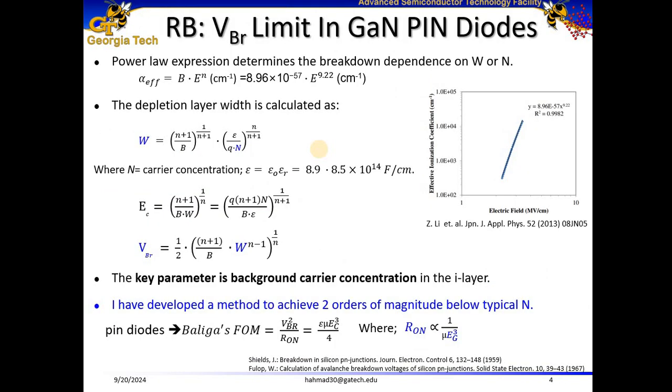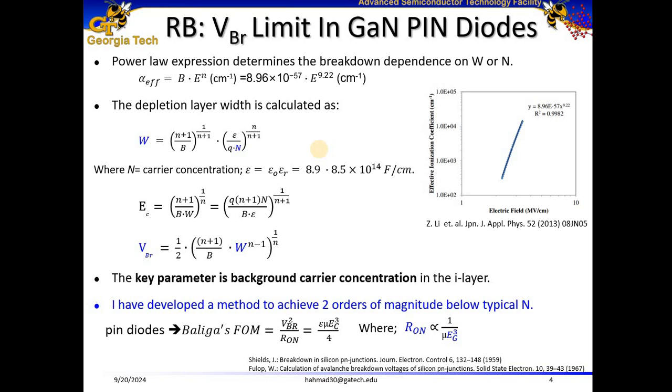In high power semiconductor devices like gallium nitride PIN diodes, the breakdown voltage is also influenced by impact ionization, where energetic carriers, for example electrons and holes, gain enough kinetic energy from the electric field to ionize atoms, generate additional carriers, and initiate an avalanche breakdown.